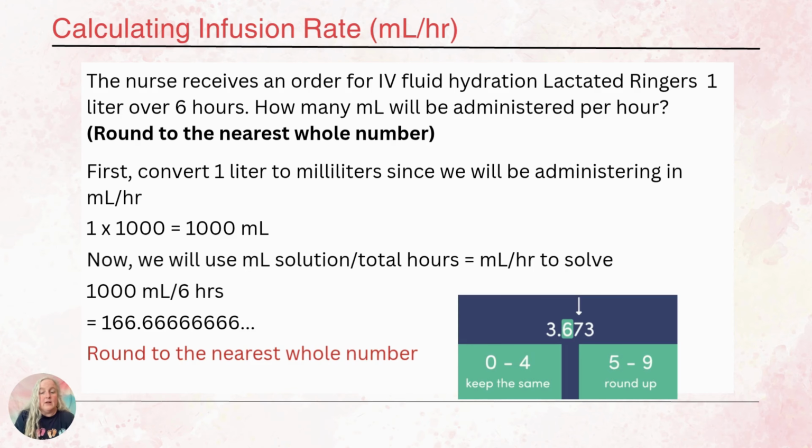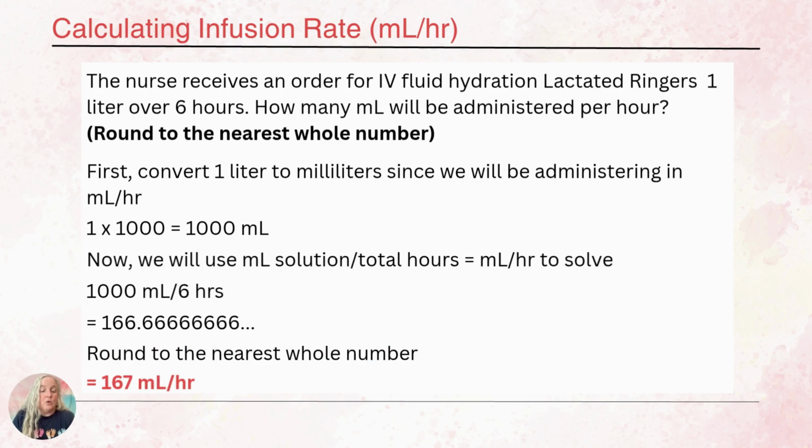If we're going to round to the nearest whole number, we're going to look at the number just to the right, and that's going to be the number in the tenths place. If the number is 5 or larger, we will round up. And if the number is 0 through 4, we will keep that number the same. In this case, the number in the tenths place is a 6. Therefore, we will round up, and our total is 167 milliliters per hour.